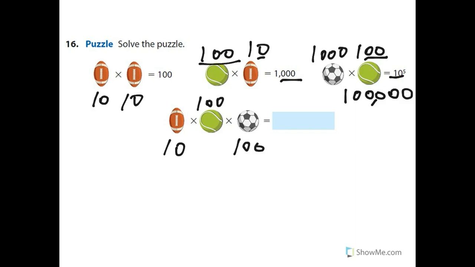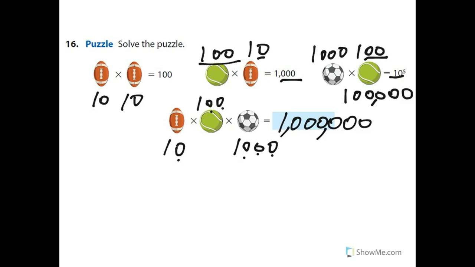1,000. 1,000, not 100. And then I've got 1, because it's 1 times 1 times 1, and then 1, 2, 3, 4, 5, 6 zeros. 1 million. Hope you got that.